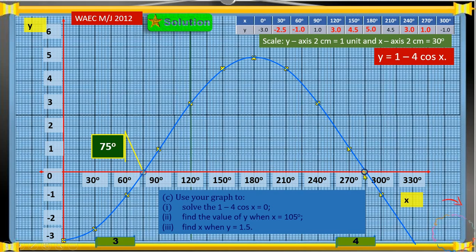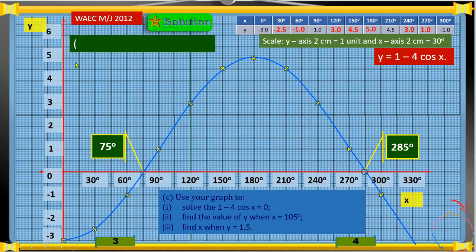Then the next point is at this point. We're going to take the reading. That's 285. This is 270. Halfway between 270 and 300 is 15. So you add 15 to this 285. So therefore, for question number 1, the roots or the solution of that equation are 75 and 285.